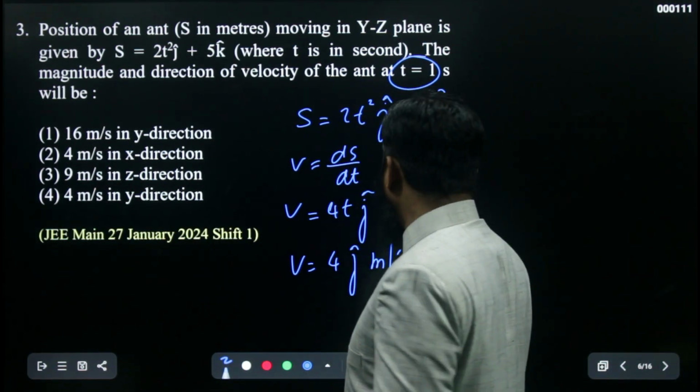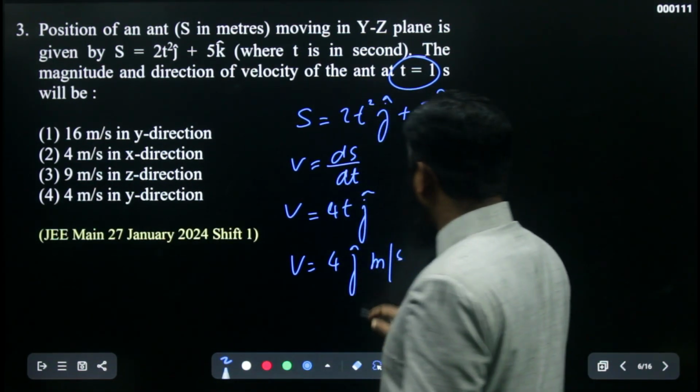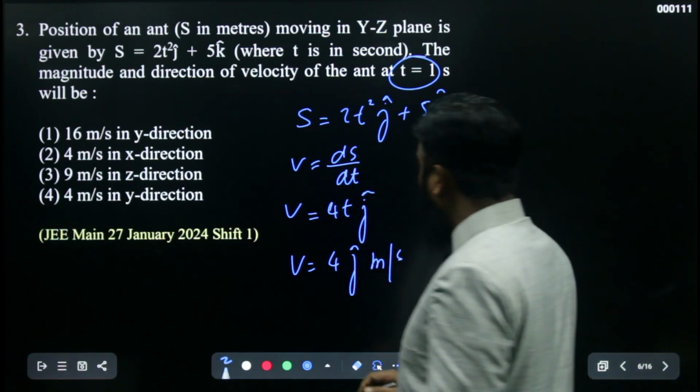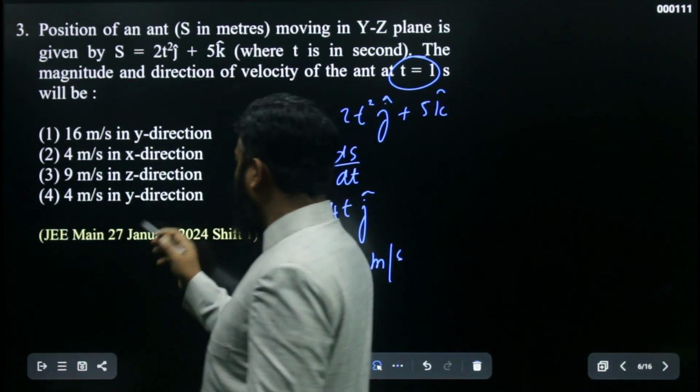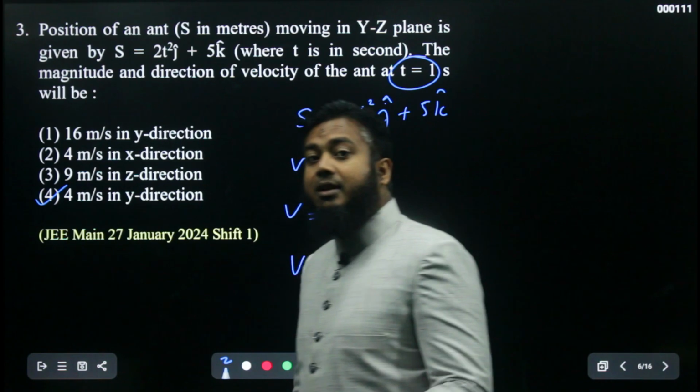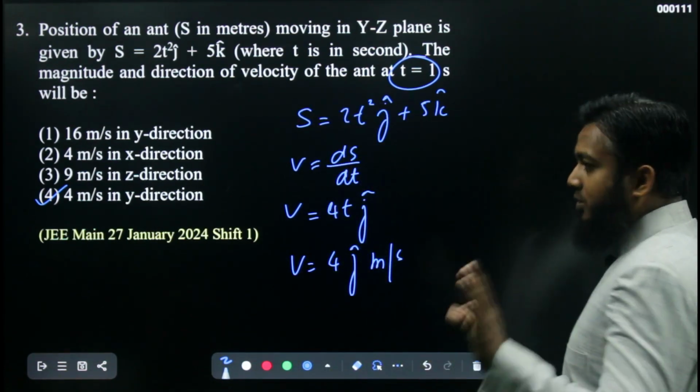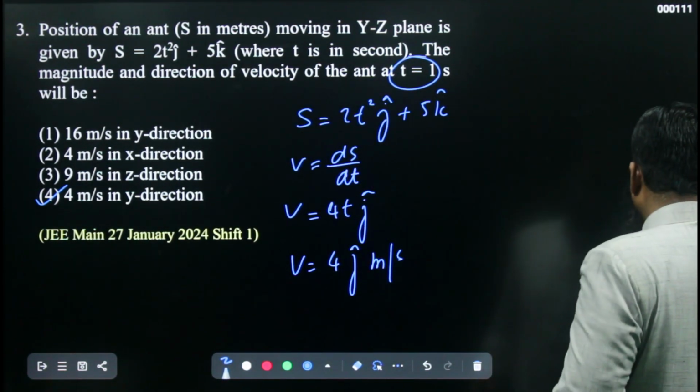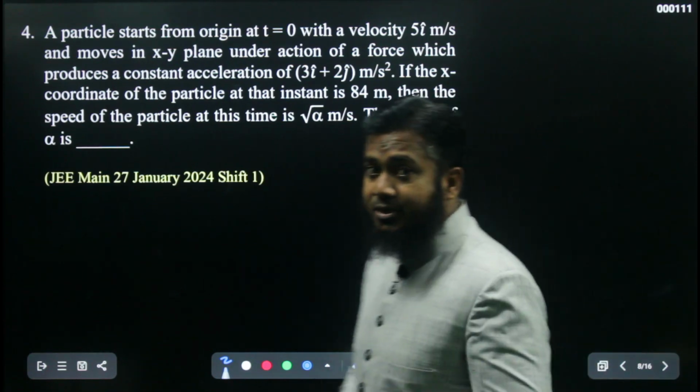So which option is the right one? It is along y direction, and the magnitude is 4 meter per second. So the fourth option is the correct answer. Okay, so very straightforward kind of question. Let's move on to the next question.